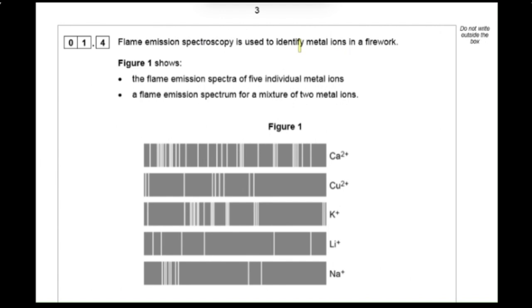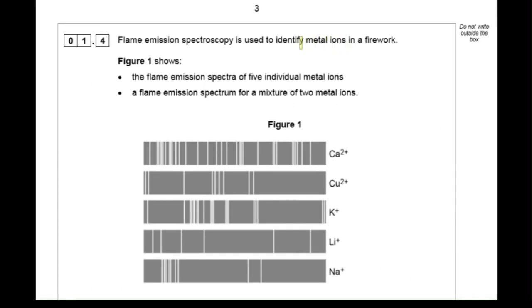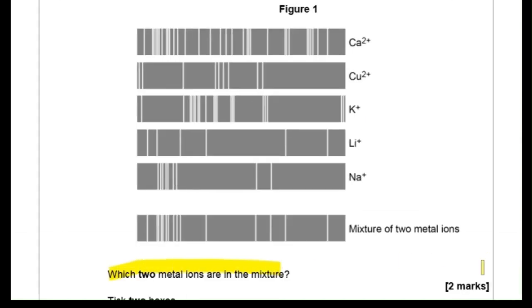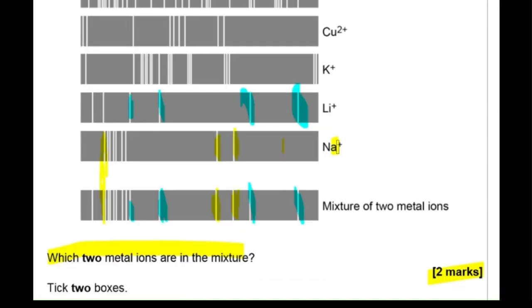Question 1.4. Flame emission spectroscopy is used to identify metal ions in a firework. Figure 1 shows the flame emission spectra of 5 individual metal ions, and a flame emission spectrum for a mixture of 2 metal ions. Which 2 metal ions are in the mixture for 2 marks?